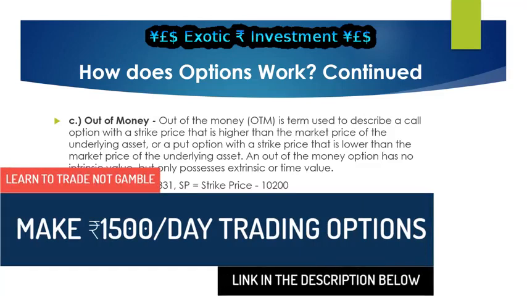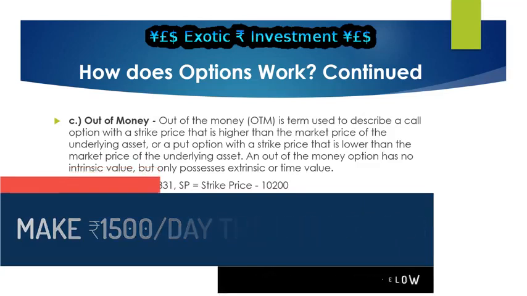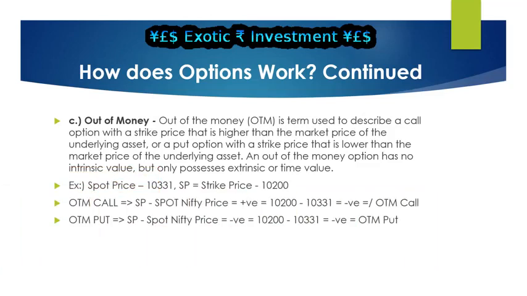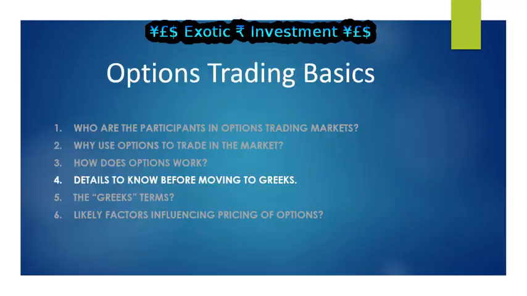Let's calculate for an out of the money put. Strike price minus spot Nifty price. If it is negative, it is called an out of the money put. So 10,200 minus 10,331 is negative, so it means that it is an out of the money put. So let's move on to the next one, the details you need to know before moving to Greeks.